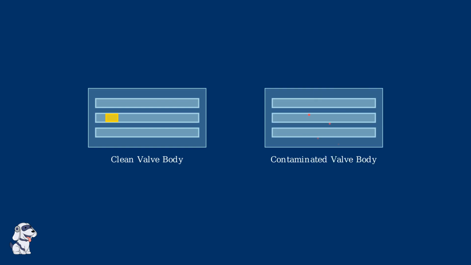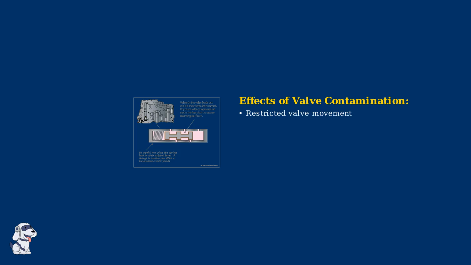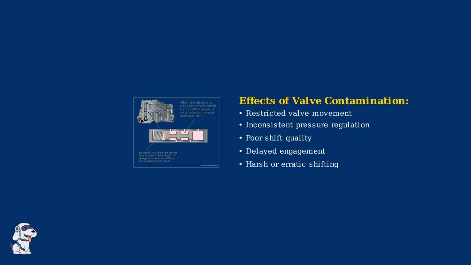However, when metal contamination and debris accumulate in the valve body, these particles interfere with valve movement. The debris acts like sand in a precision mechanism, causing valves to stick and bind. This valve body diagram shows the intricate network of channels and valves that control hydraulic pressure. When contamination occurs, it affects multiple aspects of transmission operation, including pressure regulation and shift quality.